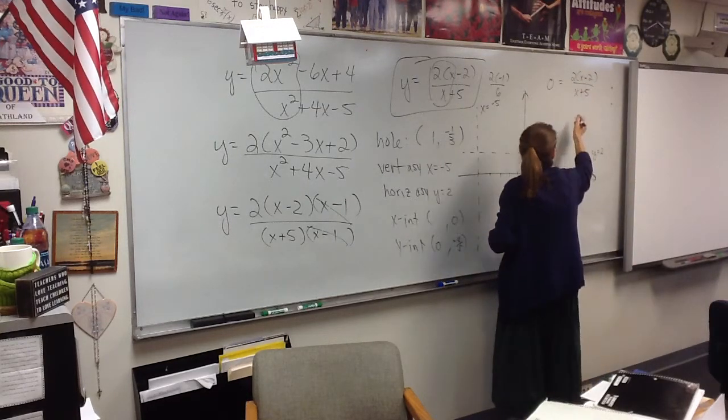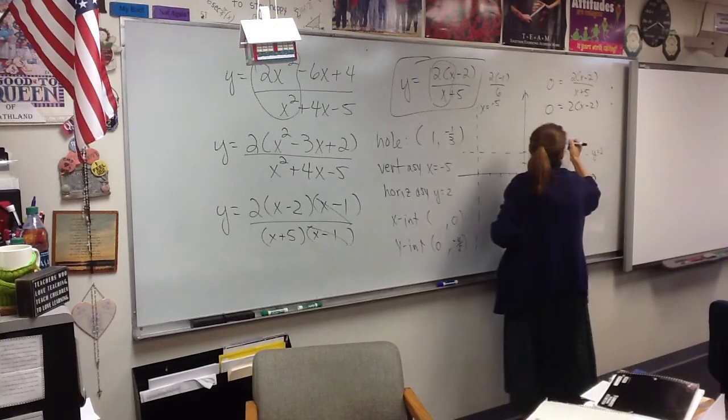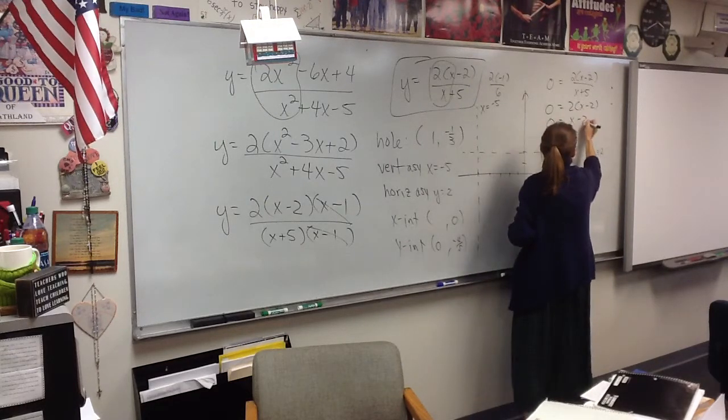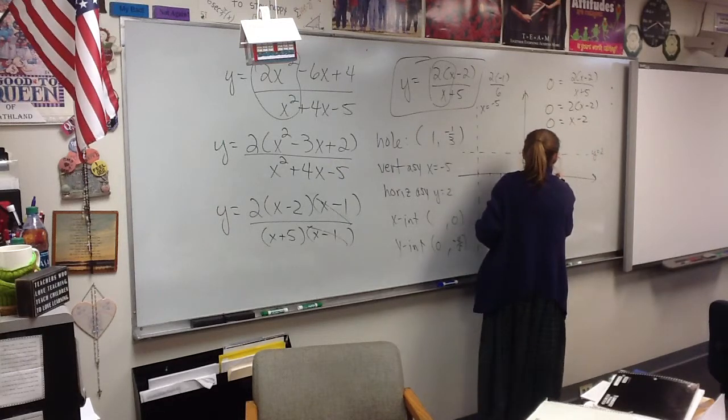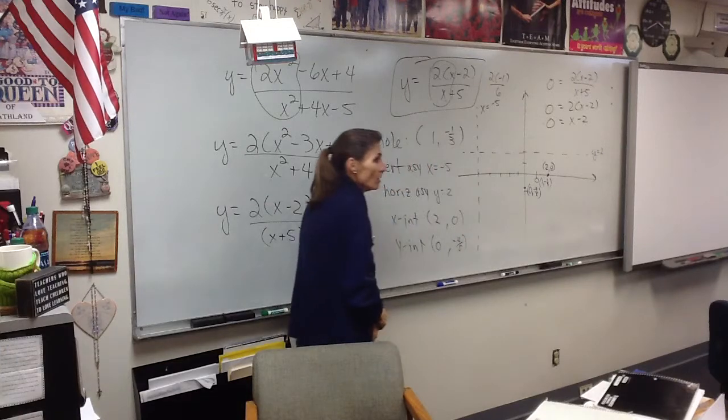So I'm going to solve this. I'm going to bring this over to here. Divide by 2 and add 2. So it looks like I have an x-intercept at 2, 0.